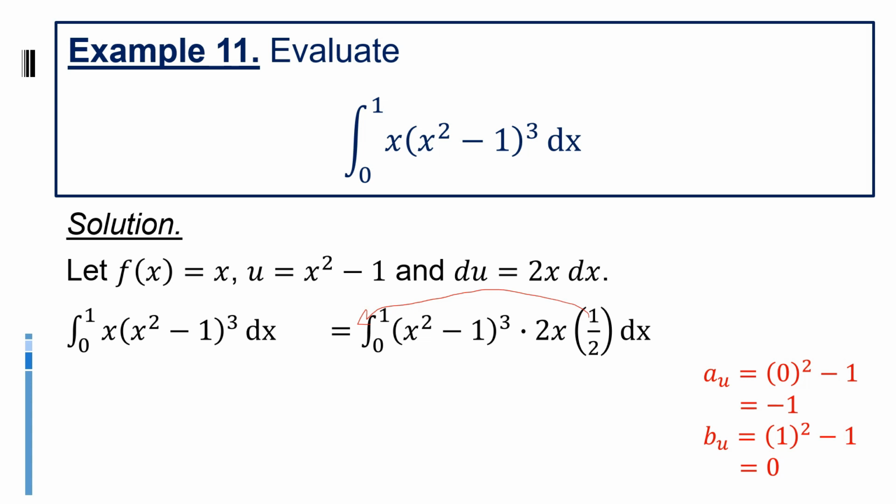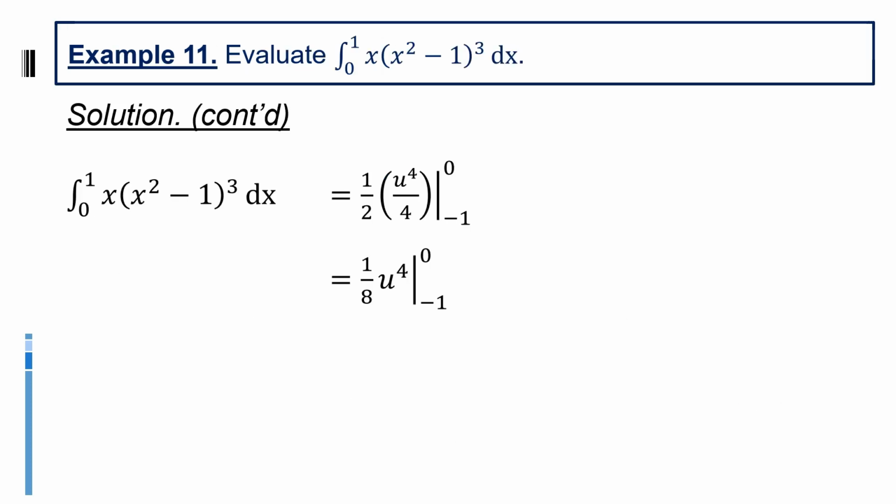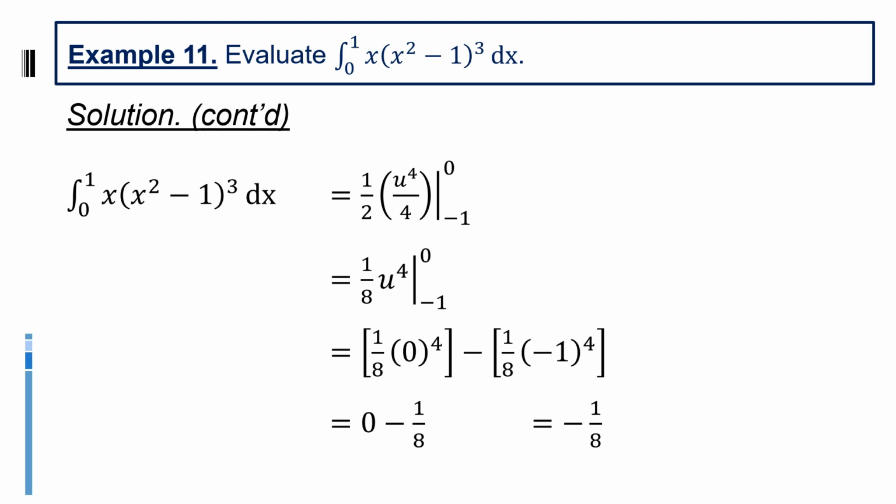So we have now, our lower limit now is negative 1 and our upper limit is equal to 0. So that is 1 half times the integral from negative 1 to 0 of u cubed du. Or that is now 1 half times u raised to 4 over 4 evaluated from negative 1 to 0. Simplifying, that is 1 over 8 u raised to 4 evaluated from negative 1 to 0. So evaluating, we have 1 over 8 times 0 raised to 4 minus 1 over 8 times negative 1 raised to 4, or that is 0 minus 1 over 8, or negative 1 over 8.